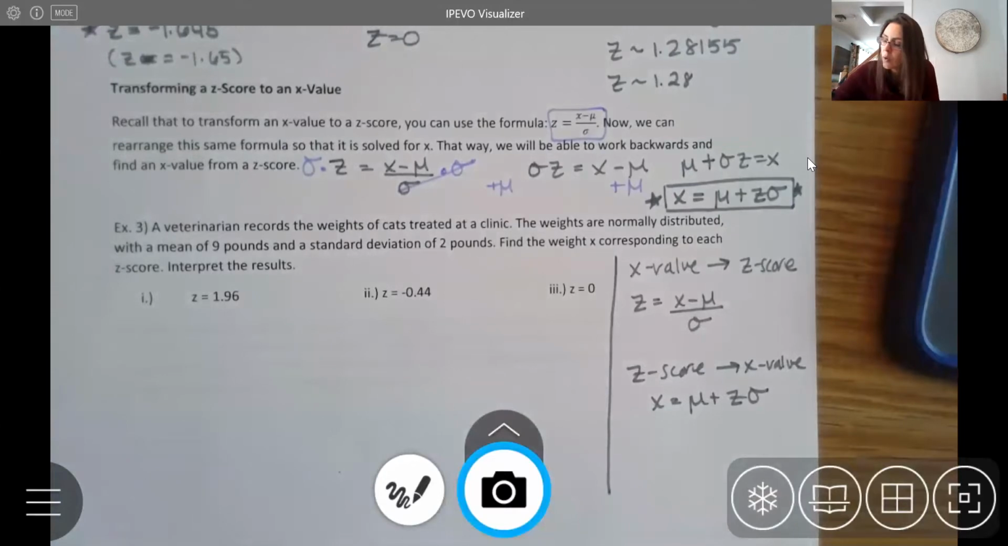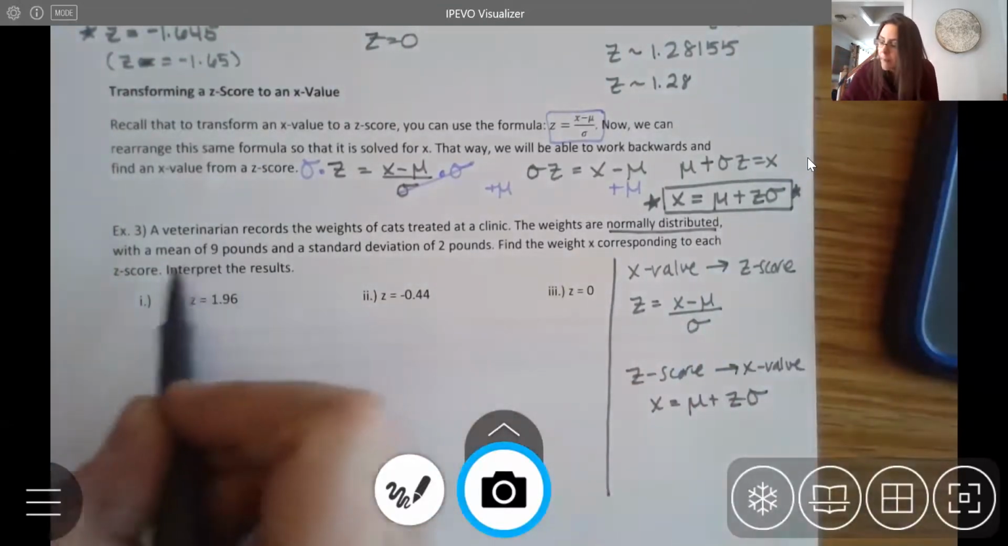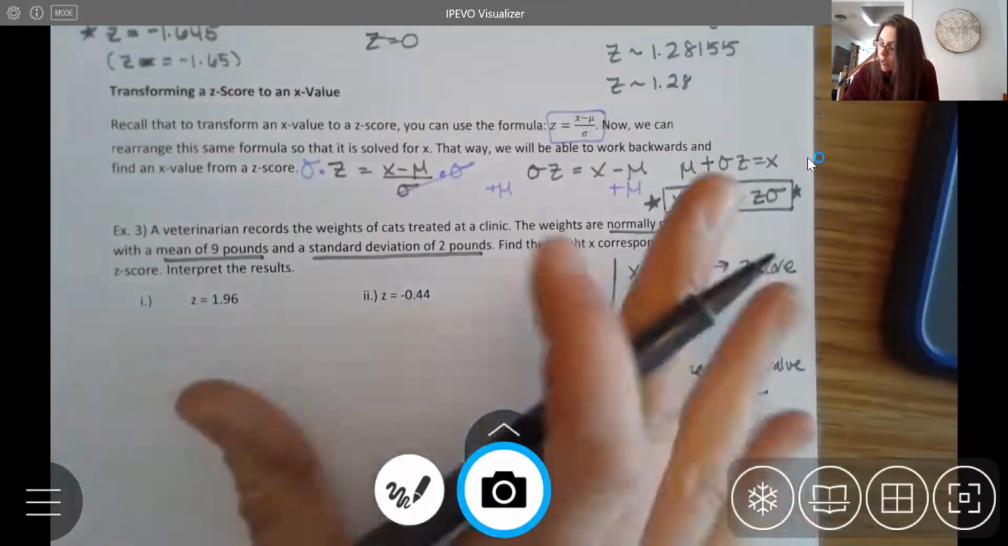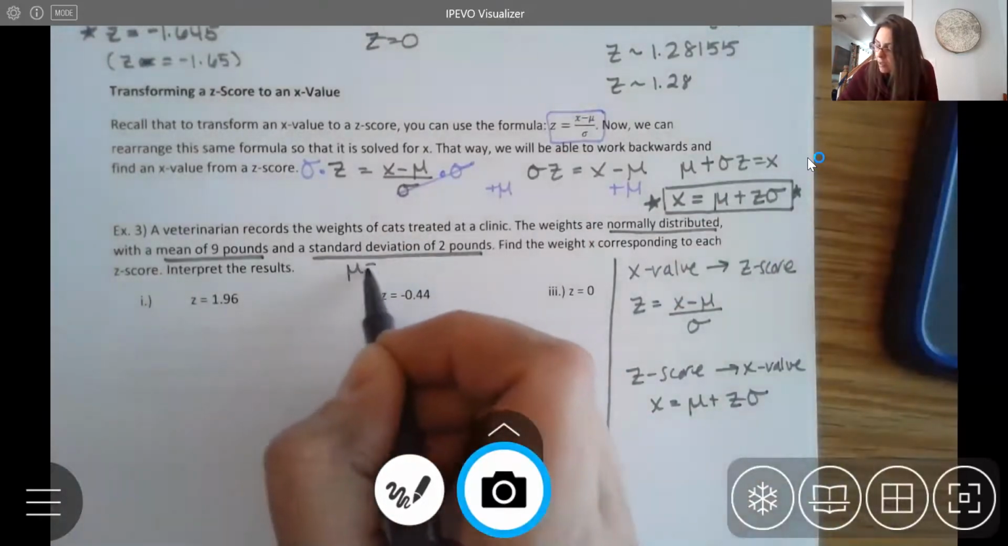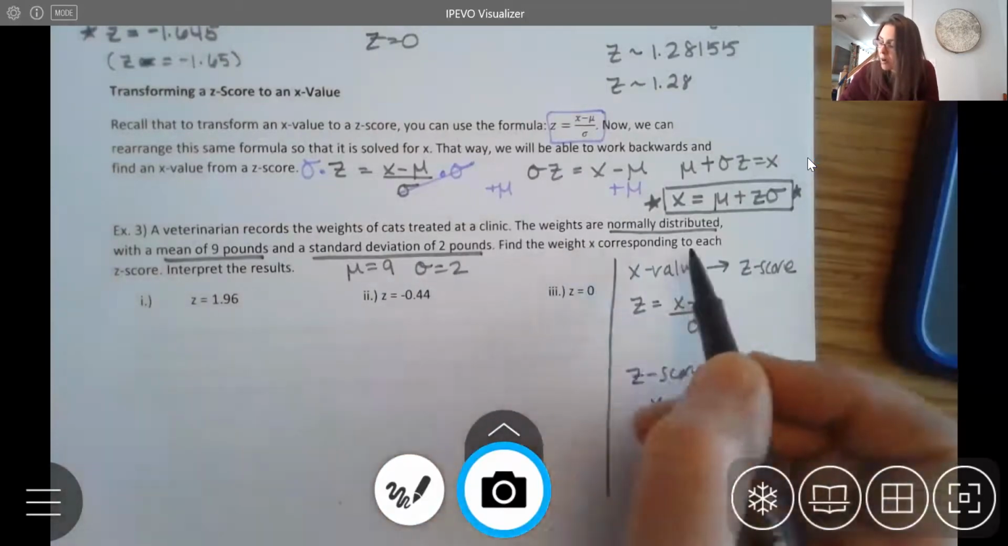So a veterinarian records the weights of cats treated at a clinic, and the weights are normally distributed, so we have that bell curve. The mean is 9 pounds and the standard deviation is 2 pounds. So what I know for all these cases is our mean is 9 and our standard deviation is 2. And then we want to find the weight x corresponding to each z-score.